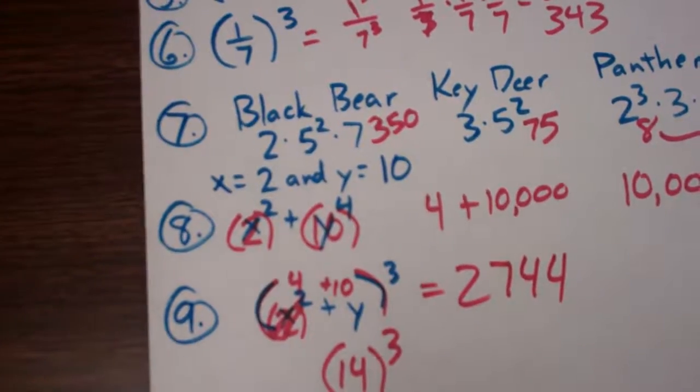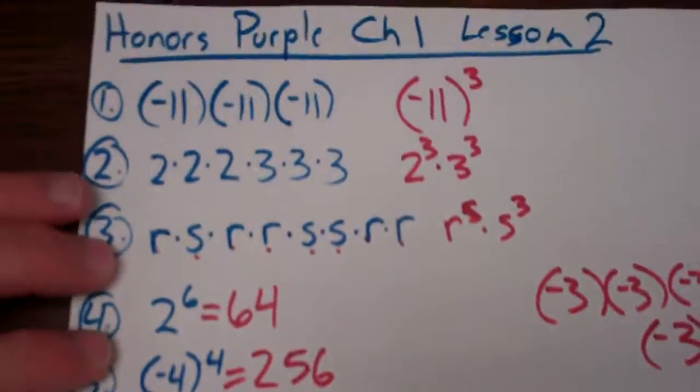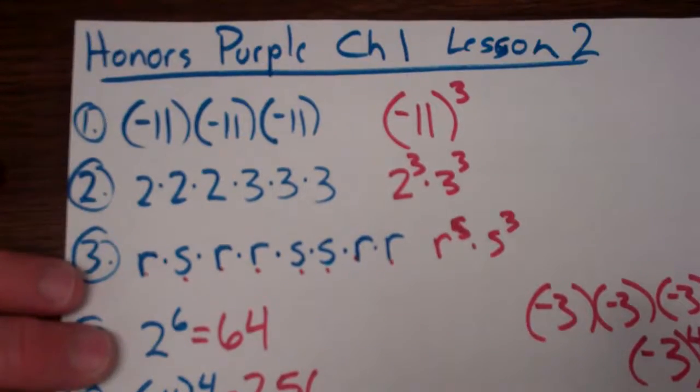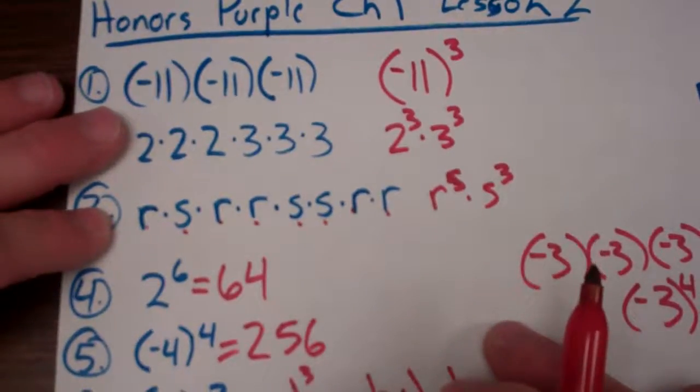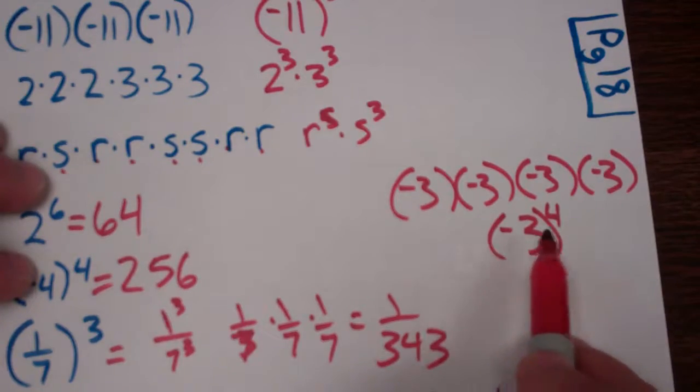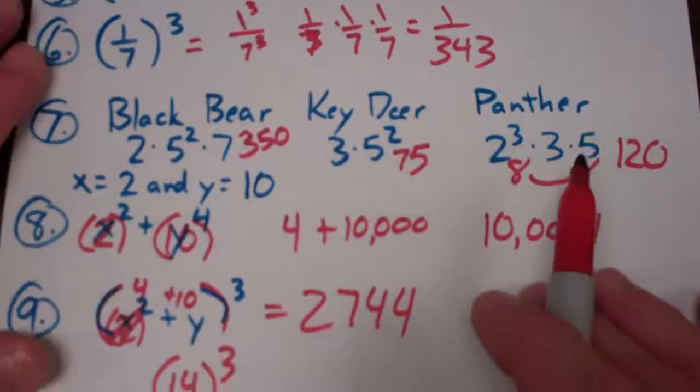And there you have the guided practice from lesson 2 of chapter 1. Once again, a little bit of work on powers and exponents, how to read them, how to not overexert or underexert them, and how to use them in order of operations.